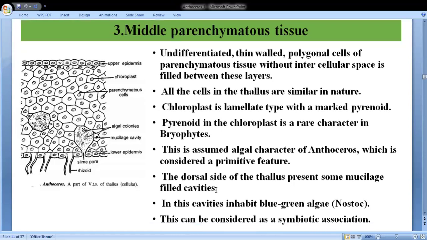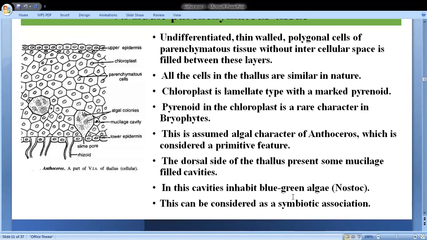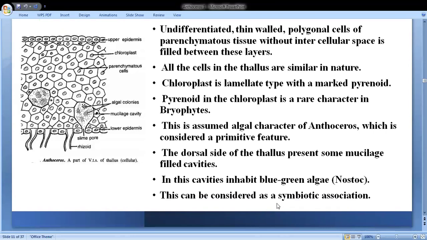The dorsal side of the thallus presents some mucilage filled cavities. In these cavities inhabit blue-green algae, Nostoc. This can be considered as a symbiotic association. This is the internal structure of Anthoceros.